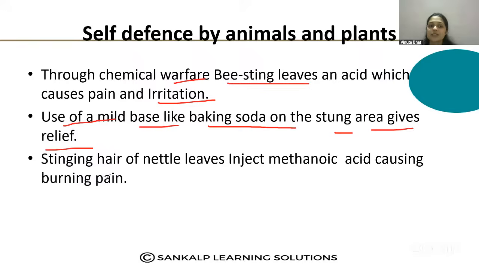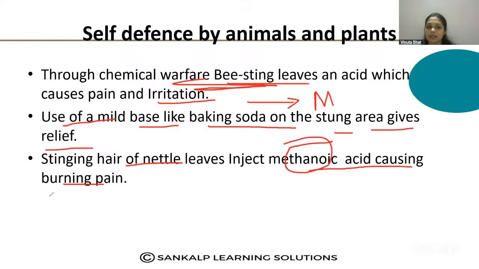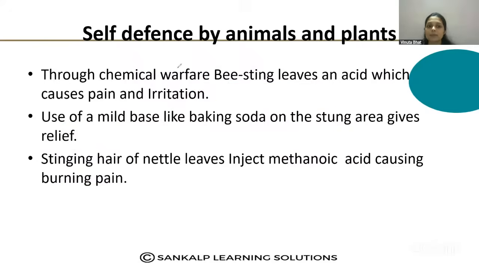The stinging hair of nettle leaves injects methanoic acid, causing burning pain. Here the bee sting also contains methanoic acid. Which acid is present? Methanoic acid. And the nettle leaves also inject methanoic acid, which causes the burning pain.